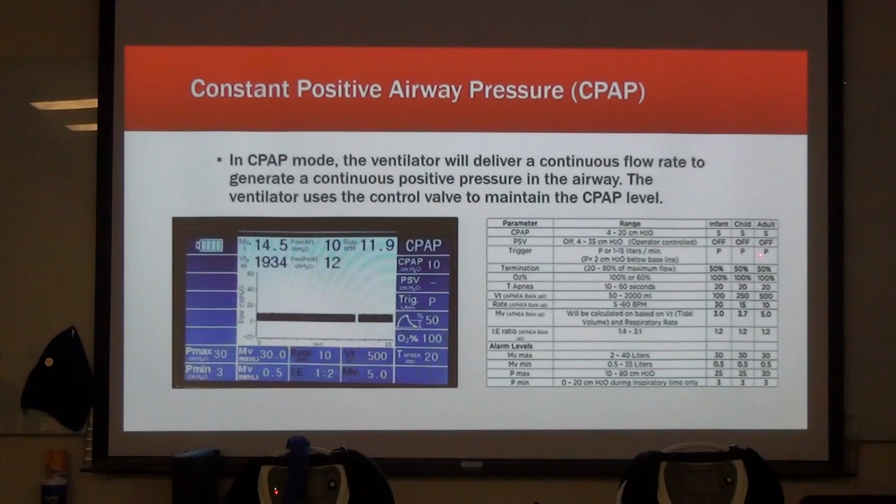Trigger is P, which is basically set at 2 centimeters below baseline. That's how it triggers that, or 1 to 5 liters a minute. Termination, again, 50%. O2 is defaulted at 100, but we can go to 60. Apnea alarms at 20 seconds. Then we get into tidal volume apnea backup and rate backup here, which is actually going to take you to assist control once it goes to backup. And then you can see the calculated piece, and there's your IE ratio. It's set at 1 to 2. And then your alarms right here.